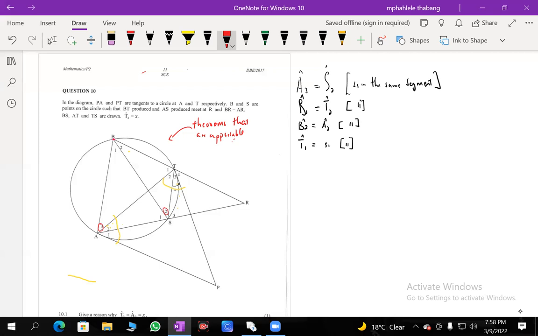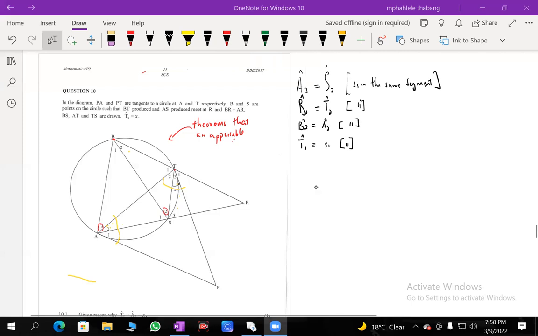The chord is BT. Let me check something here. Can you guys mute your speaker? Can you guys mute your speaker? Yeah, thanks.